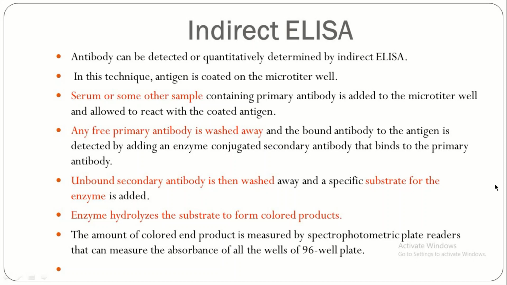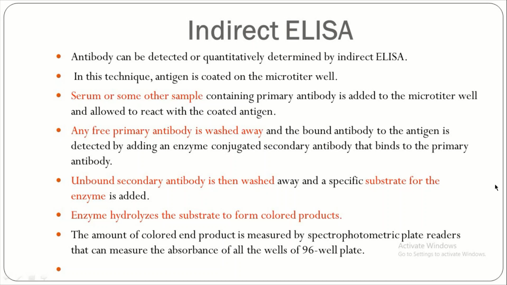Any free primary antibody is washed away. So you just wash after you add the sample. The antibody bound to the antigen is detected by adding an enzyme-conjugated secondary antibody that binds to the primary antibody. The secondary antibody has high affinity towards the primary antibody, and it is conjugated with an enzyme for detection. The unbound secondary antibody is then washed away and a specific substrate for the enzyme is added.